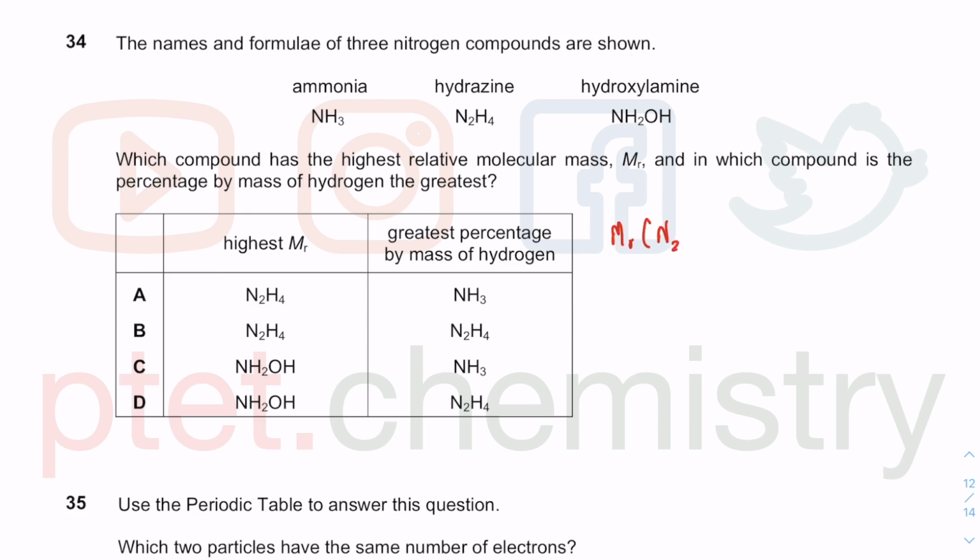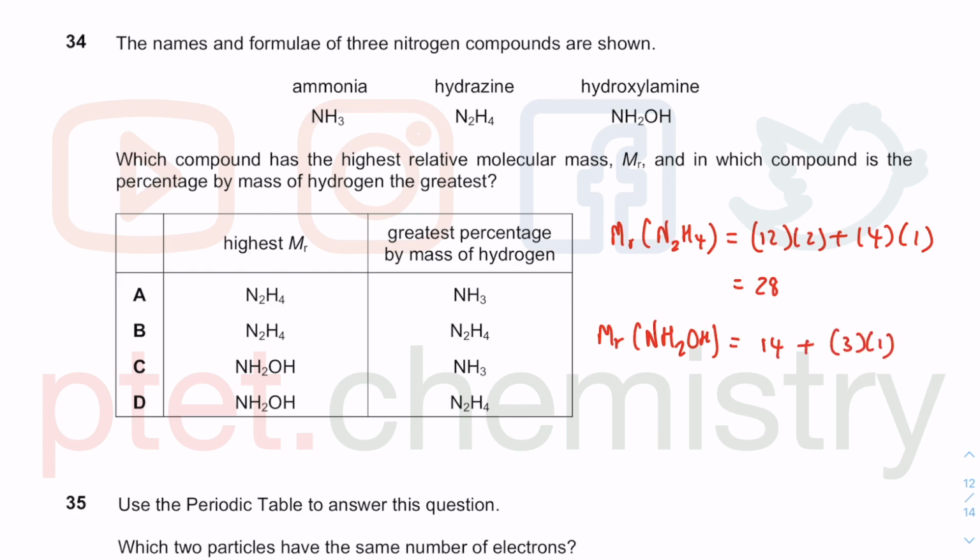So MR of N2H4, so there will be 12 times 2 plus 4 times 1. So that is 24 plus 4, that is 28. And then the MR of NH2OH, there's 14 times 1 plus 3 times 1 because you have 3, 2 there and 1 there, plus 16, so there's 33. So the highest MR will be NH2OH and not the N2H4 form.